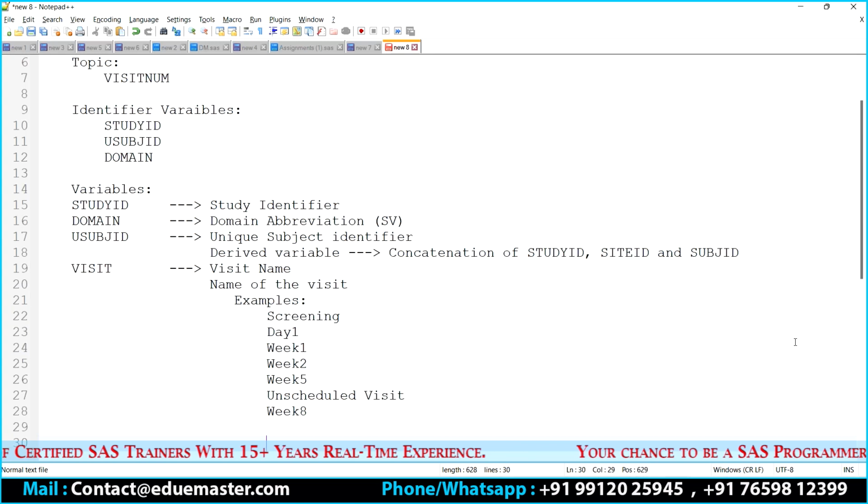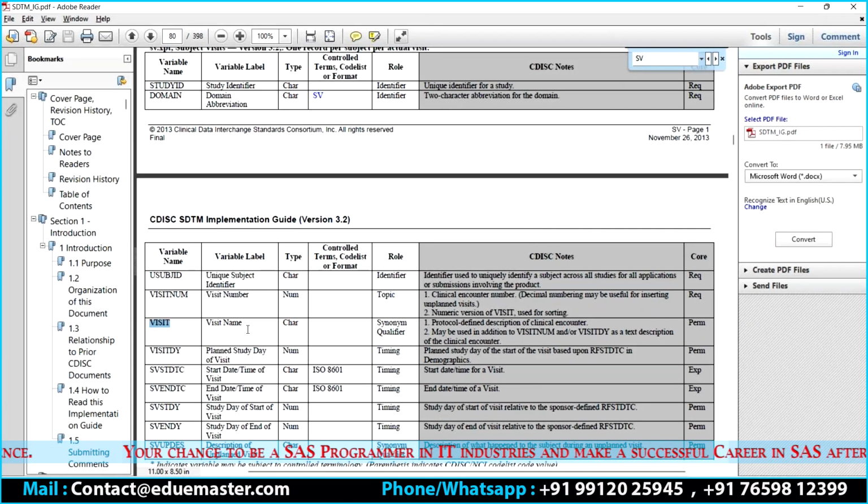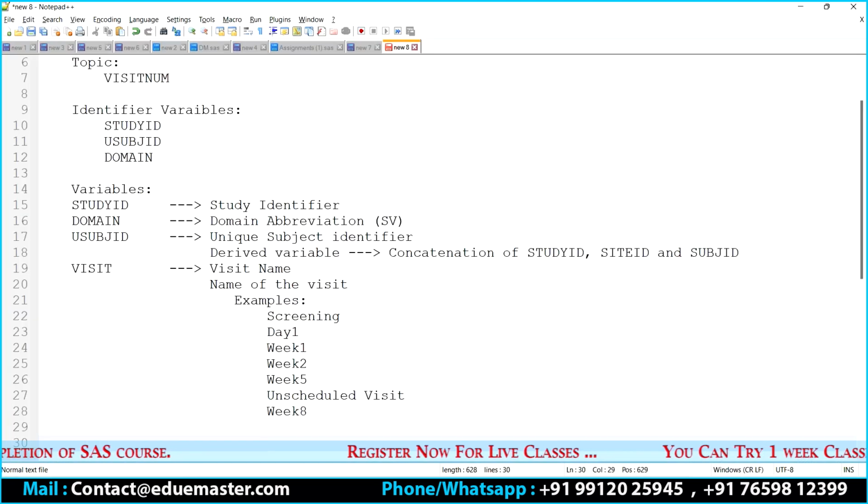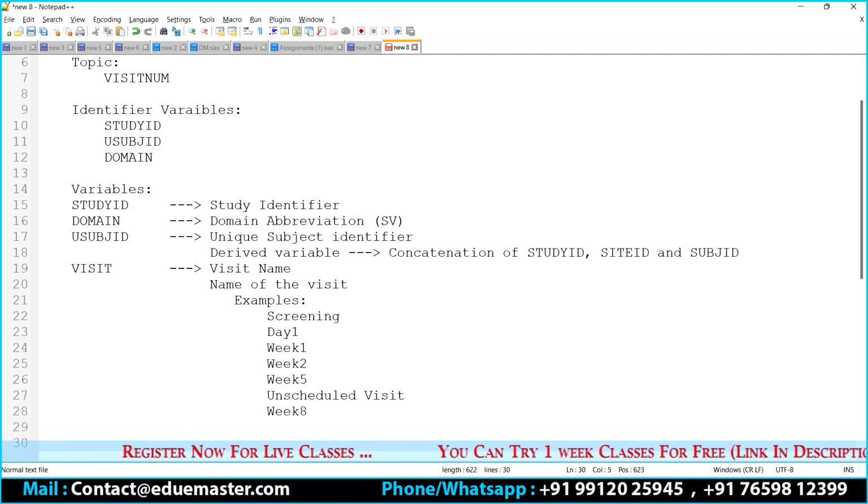So visit is nothing but the name of the visit. You can also check in your implementation guide here. It's a visit name, a protocol-defined description of clinical encounter. What do you mean by that? In the protocol, what is mentioned that we are going to be using here, correct? Then the next one, visit number.